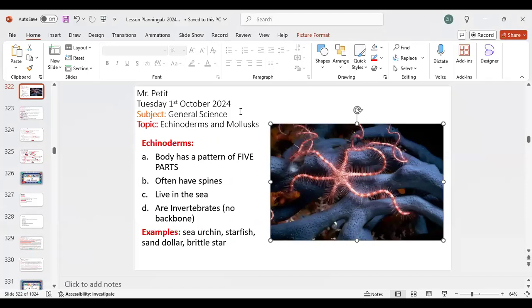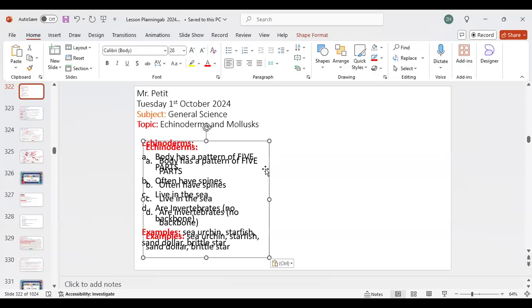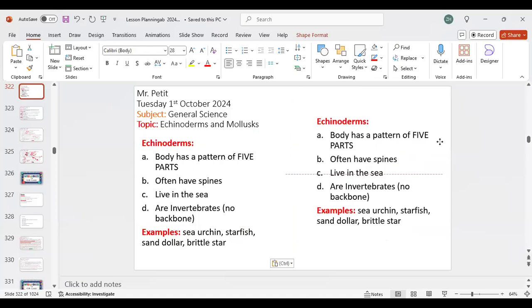Okay, so what do we call these? These are all brittle stars. These are all echinoderms. All of these are echinoderms. All right, so let's move on to the next one, which is the mollusks.